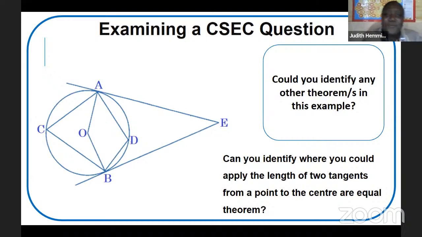Because we're not going to assume that you have been following us and picking up the things as we go along, are you able to identify any of the other theorems that you'd have covered so far in this question? Did any other stand out to you immediately?